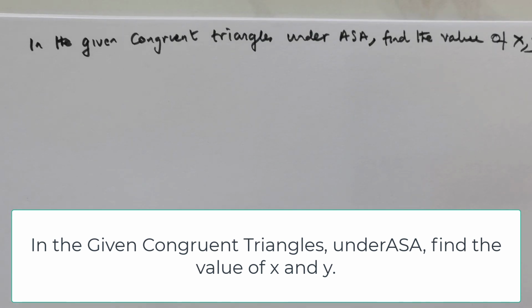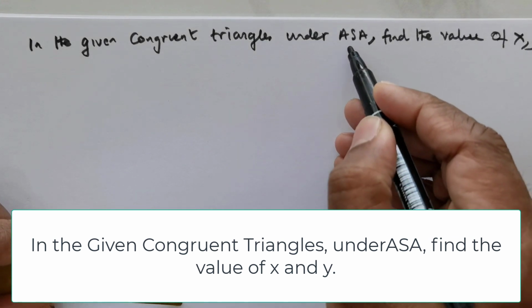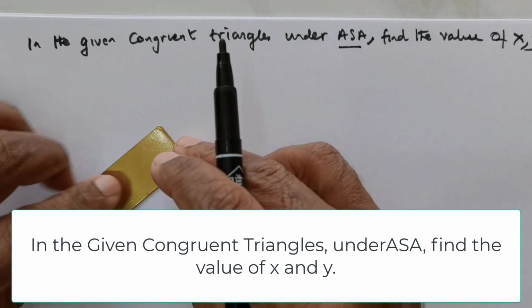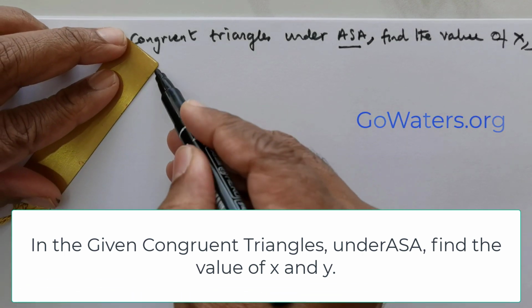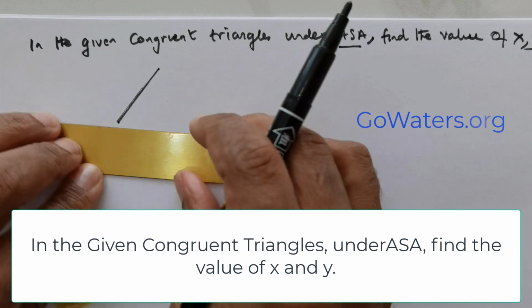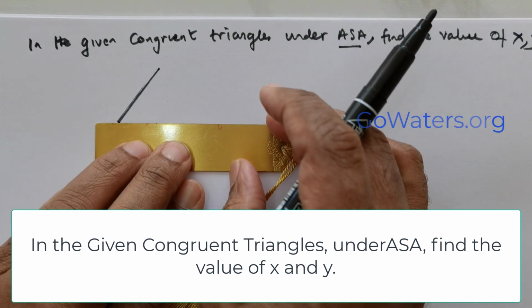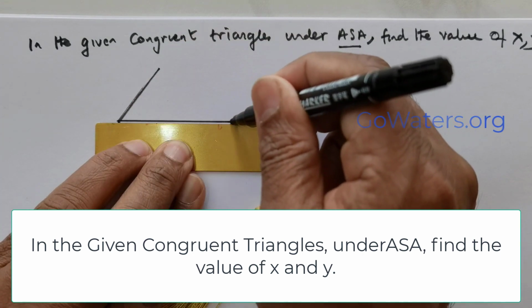Students, we have a question. In the given congruent triangles under ASA, find the value of x and y. So let me draw the triangles. So we got two triangles.